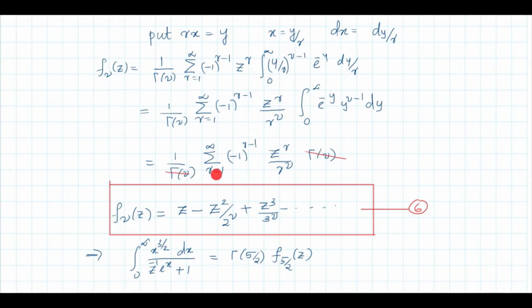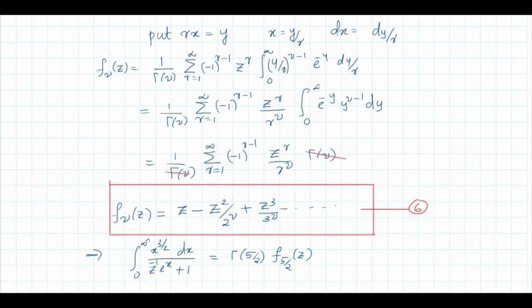Remaining is sigma r equal to 1 to infinity, minus 1 raised to r minus 1, z raised to r by r raised to nu. When you put r equal to 1, you will get z. When you put r equal to 2, you will get minus z square by 2 raised to nu, r equal to 3, plus z cube by 3 raised to nu, minus etc. So this is the Fermi Dirac functions.